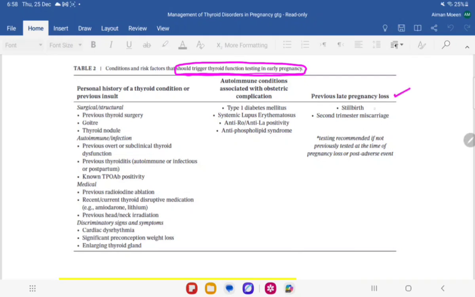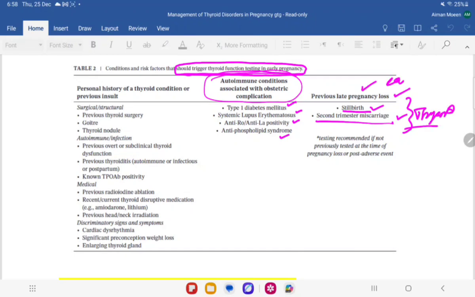Previous late pregnancy loss, that is stillbirth and second trimester miscarriages. Autoimmune conditions like type 1 diabetes, SLE, antithyroid, antiphospholipid. I'll be discussing why it is important to test in these women. Okay. In IUFD and miscarriage, thyroid is related to these conditions. So that's why we do testing in any woman with such a history. We do testing in the next pregnancy, at the booking or early pregnancy.